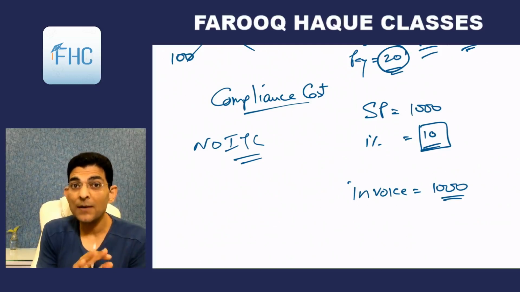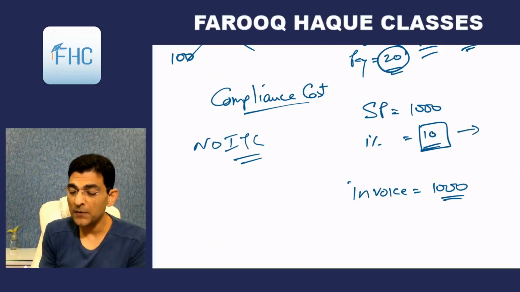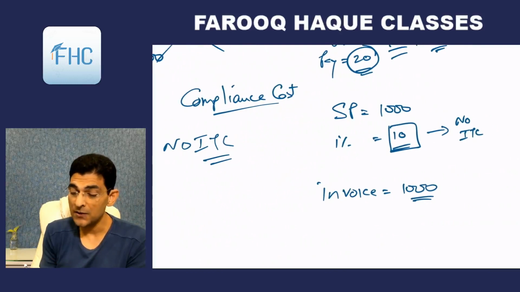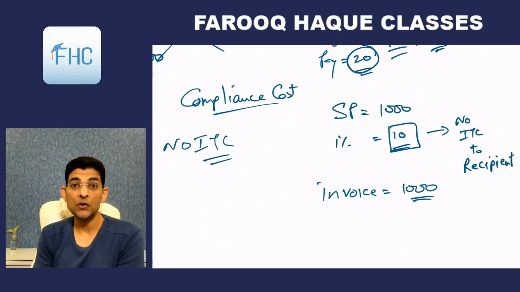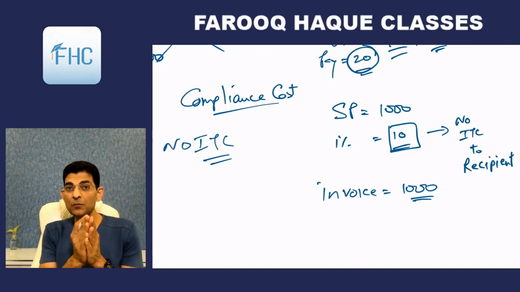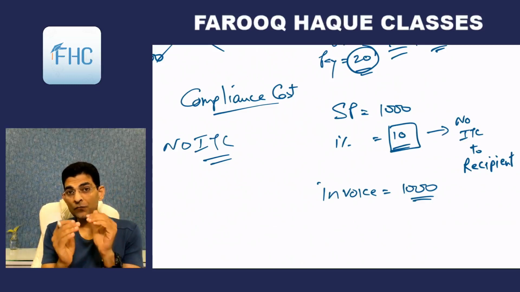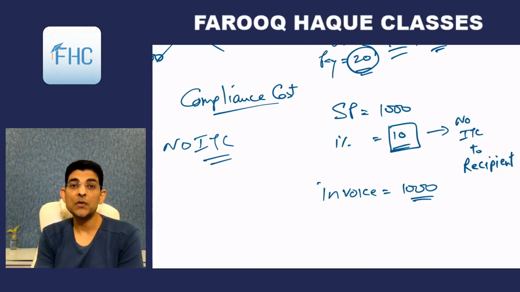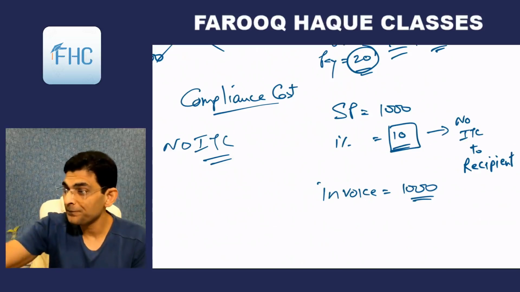It cannot be shown in the invoice, which means this 10 rupees will not be allowed as credit to the buyer, to the recipient. No ITC to the recipient. So you cannot pass on this credit to the recipient. This amount that you pay at the low rate is directly paid to the government. So you cannot take ITC of your inputs, and the next person in the chain cannot take credit of the tax that you have paid under the composition scheme. Understood?